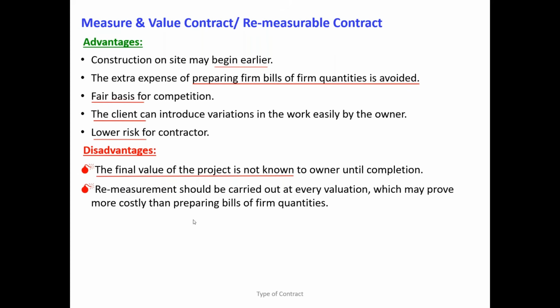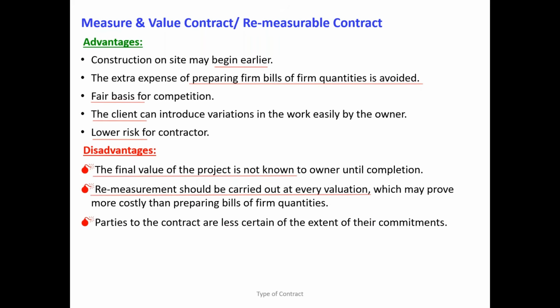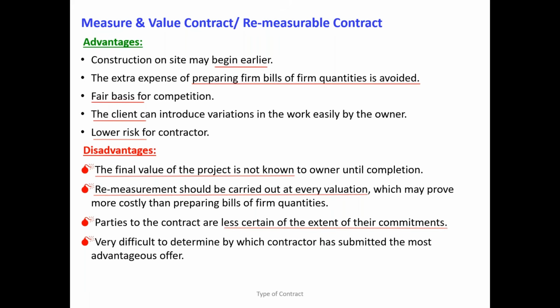So we understood remeasurement should be done at every interim payment application and certification. So when it comes to the commitment of the scope of work, both parties don't have a clear commitment. The client doesn't know how much this project is going to cost. The contractor doesn't know how much he is going to gain. What is the time for completion? These are all not accurate.